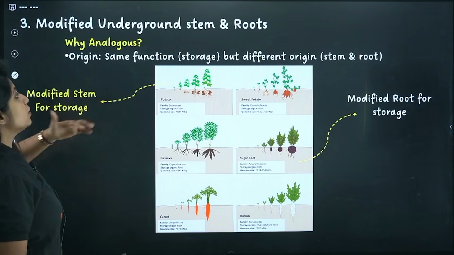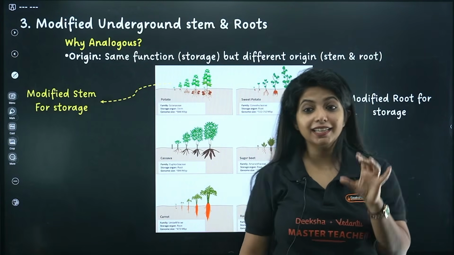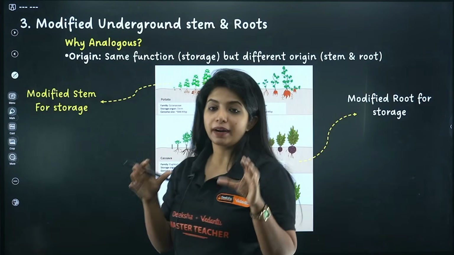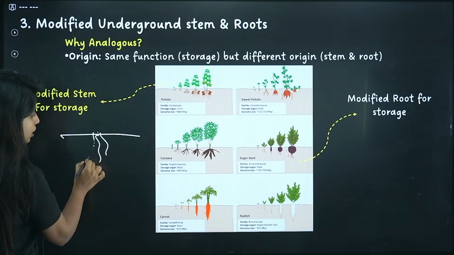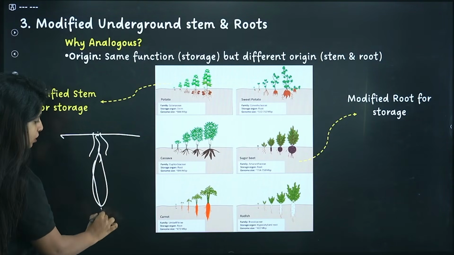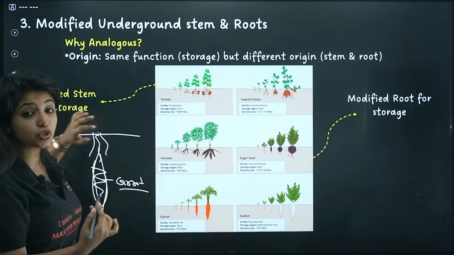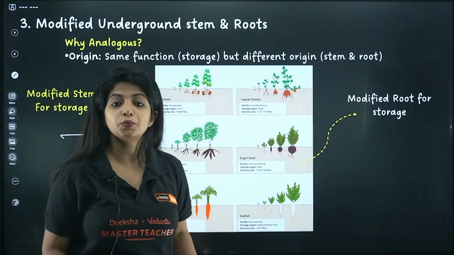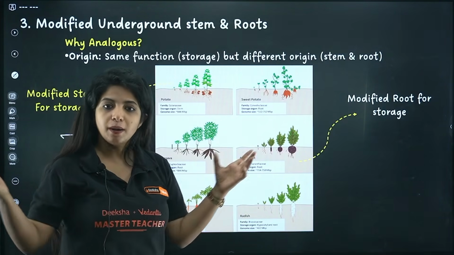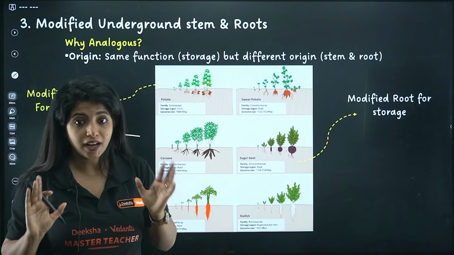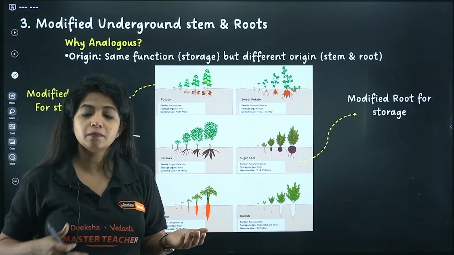Now modified underground stem and roots is there. So modified underground stem, for here you can get a real carrot as well as ginger. Carrot, my dear children, if at all you have seen, carrot is a modified root. The root itself is there for storage, and this storage unit is known as what? A carrot. So this is a modified root, whereas ginger is a modified stem. So that is why both of them are going to be what? Analogous. But both of them are doing the same function of storage, aren't they? They are doing the same function of storage, but they come from different origin. One from stem, one from root.